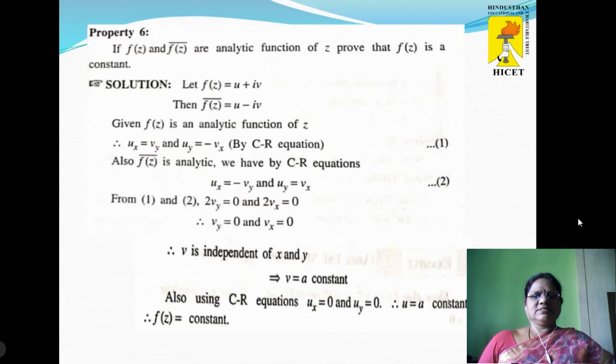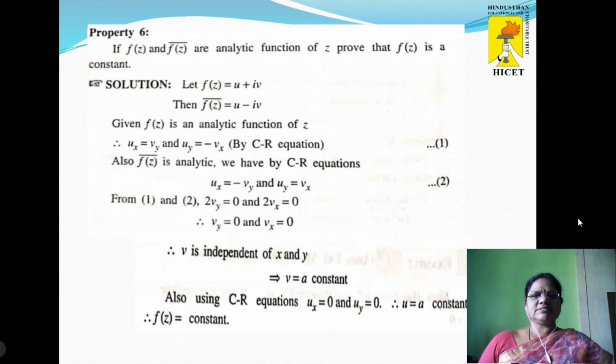Property number 6. If f of z and f of z bar are analytic functions of z, let us prove that f of z is a constant function. Let f of z equal to u plus iv. Then f of z bar equal to u minus iv. Given f of z is an analytic function of z, it satisfies CR equations. Therefore, ux equal to vy and uy equal to minus vx.